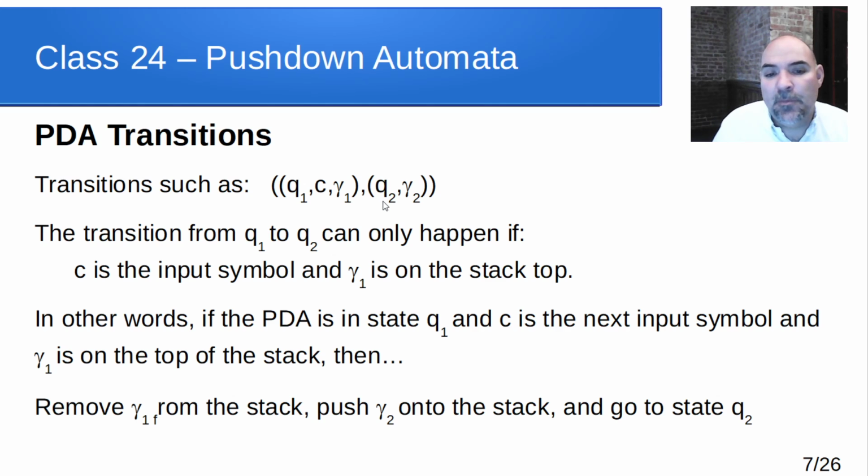So in other words, if the pushdown automata is in state Q1 and C is the next input symbol, and gamma 1 is on the top of the stack, then we remove gamma 1 from the top of the stack, push that gamma 2 onto the stack, and go to state Q2.